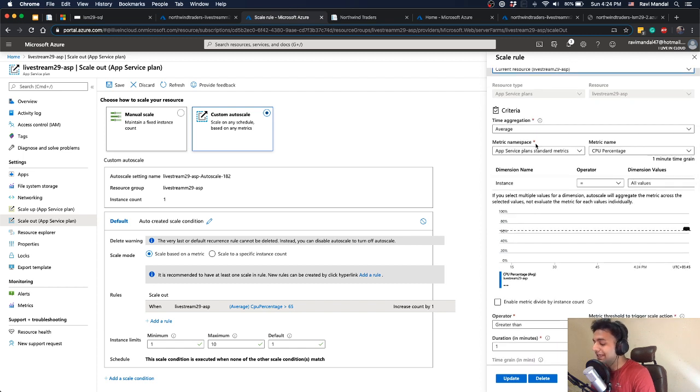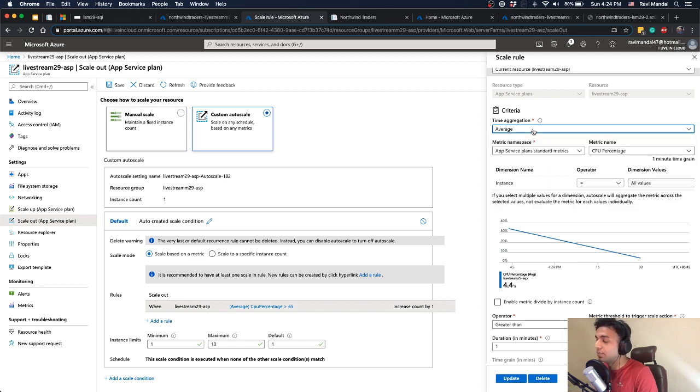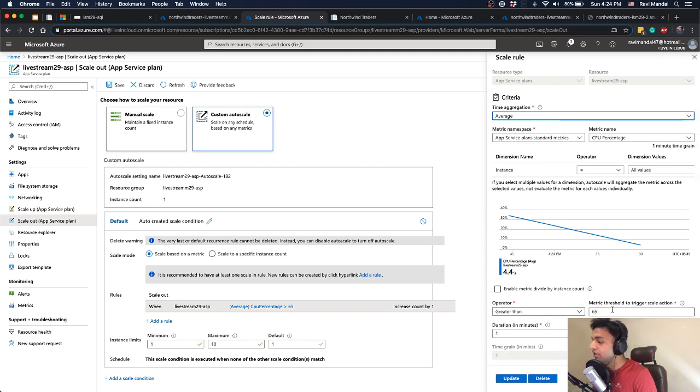It will get the data points of the application over a certain period. For example, it will collect data for 1 minute, and it will average it out, or take the minimum, or take the maximum, or get the sum, whatever you set up. But for now, let's talk about average. It will get the data points for 1 minute and average them. If the average comes out more than 65 or whatever you set it to, it will say that this rule passed, this condition passed, and whatever it has to do, just do it.